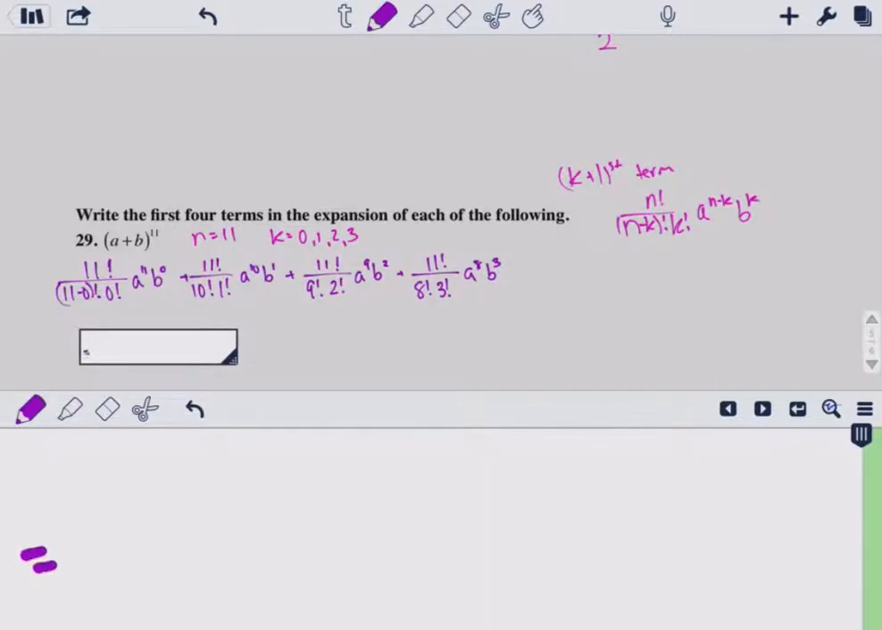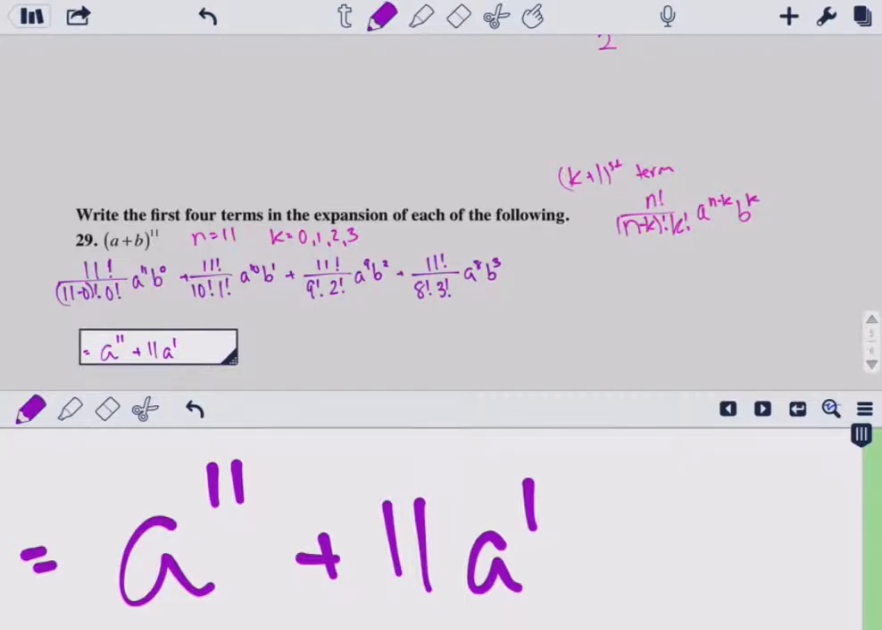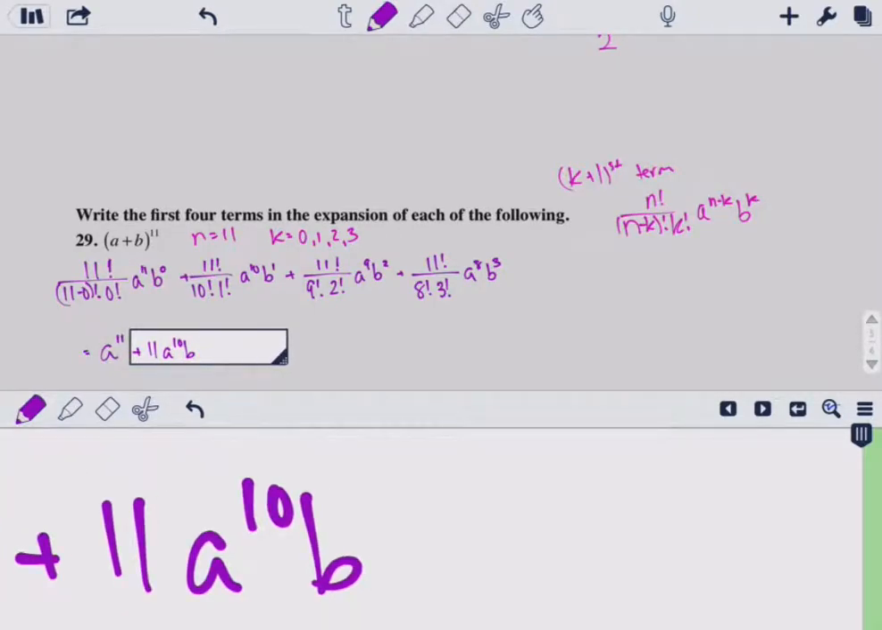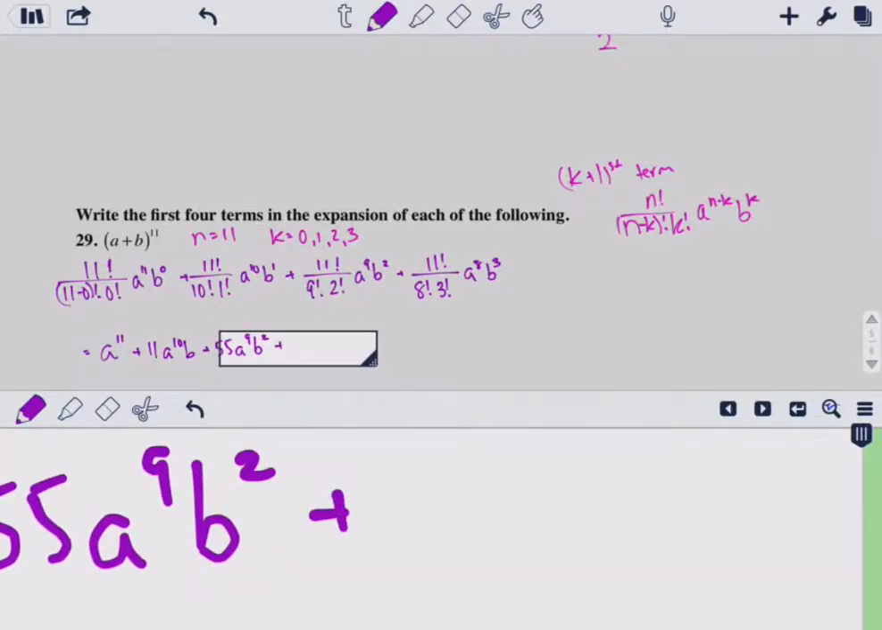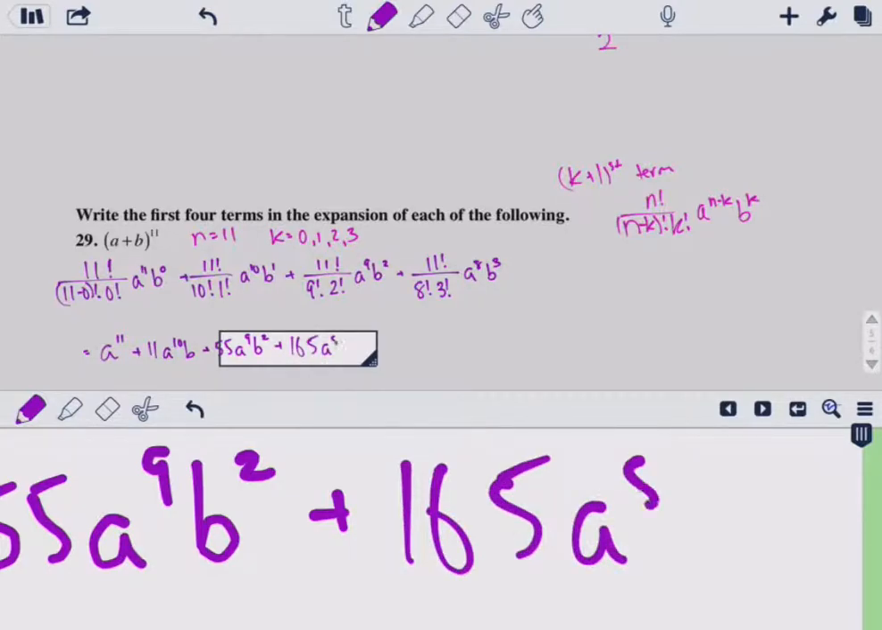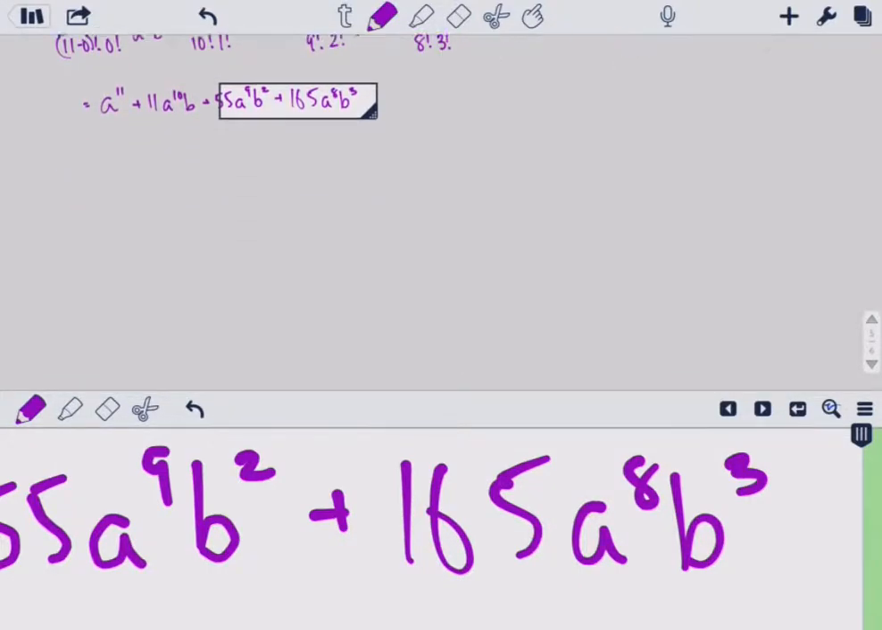Simplify, and I get a to the 11th plus 11 a to the 10th b plus 55 a to the ninth b squared plus 11 times 10 times 9 over 6, which is 165, a to the 8th b cubed. That's the first four terms.